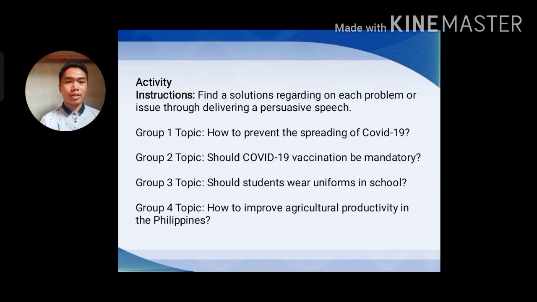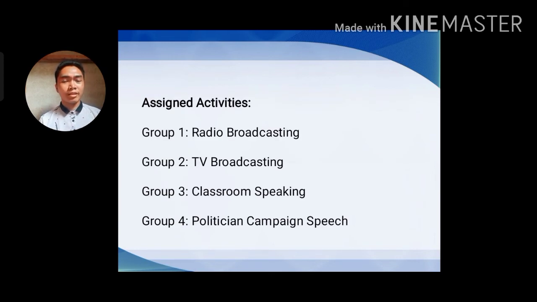Group 1, your topic is how to prevent the spreading of COVID-19. Group 2, should COVID-19 vaccination be mandatory? Group 3, should students wear uniforms in school? Group 4, how to improve agricultural productivity in the Philippines. So these are your assigned activities.